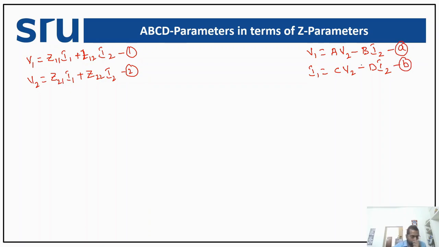Okay, so first we need to see what parameters we have. Here we have one voltage V1 and two currents. Here we have two voltages and one current. And in this equation we have two currents and one voltage, which matches with our Z parameters. So we have V2 here, so consider equation 2.